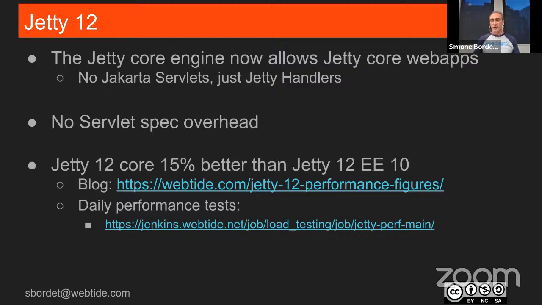And not only that, but the fact that we now have a core engine API that is Jetty specific allows you to write web applications very similar to the web applications that you had with servlets. But now they're Jetty specific, and you can deploy them alongside Jakarta ones. And the benefit of doing that is that you're going to have a performance boost of about 15%. This is because we don't have to do all the things that the servlet specification requires us to do, and so this overhead goes away.